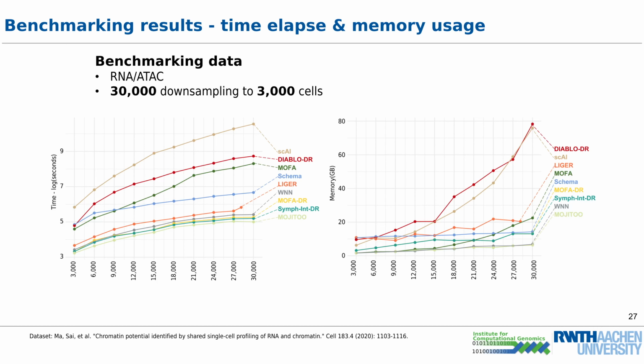For time elapsed and memory usage, we use the skin data, which has the largest number of cells, and we perform downsampling from 30,000 to 3,000. As we can see, MOJITOO needs the least time, faster than all competing methods. In terms of memory usage, MOJITOO is also the best of all. Here, please note that this includes the original MOFA version, which is not as efficient as the dimension reduction version.